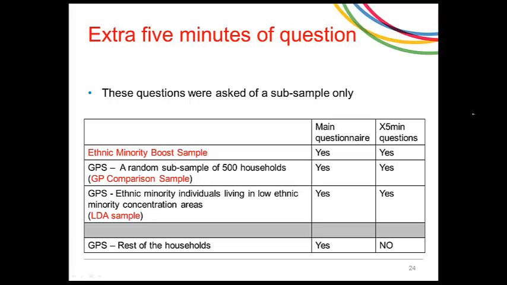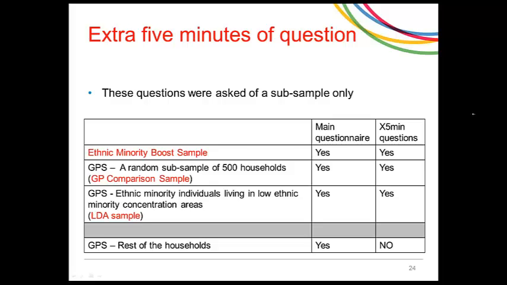Now, it is known that in many respects, these individuals are different from those ethnic minorities living in areas with fewer ethnic minorities. For example, they may have smaller social networks. So we wanted to include them as well. So these questions were also asked of all ethnic minorities in the general population survey living in low ethnic minority concentration areas. Finally, we would also like to compare the outcomes with the white majority group. So these questions were also asked of a random subsample of 500 households from the GPS.